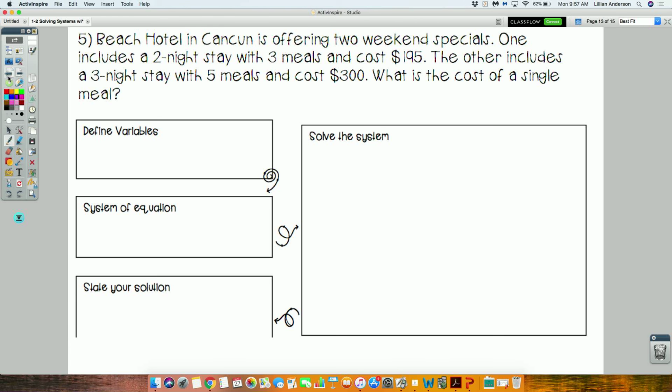We're talking about a beach hotel in Cancun offering a two-weekend special. One includes a 2-night stay with 3 meals that costs $195. The other includes a 3-night stay with 5 meals and costs $300. Did you see how they didn't put the flight prices up there? What is the cost of a single meal? Go ahead and set this up. In about a minute, I'm going to double check your system before you get too far into solving.